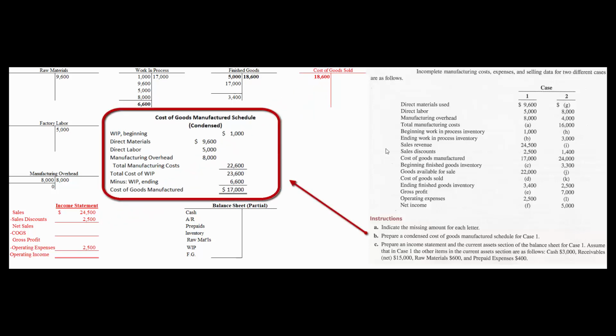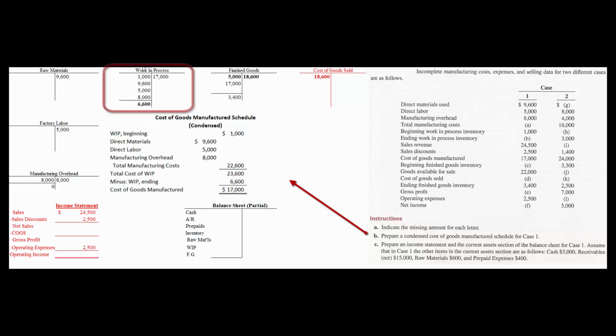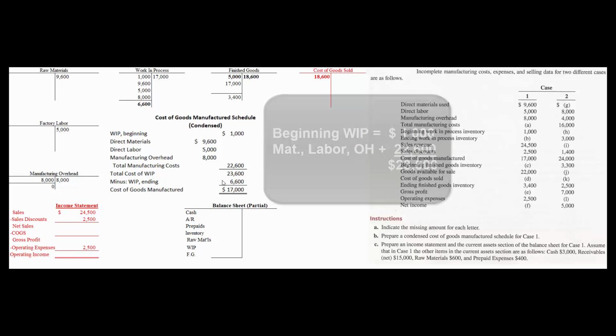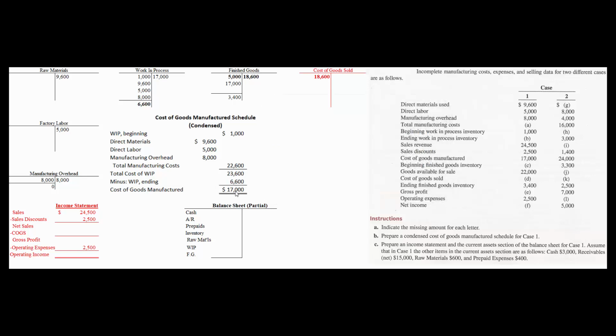The problem asks us for a condensed cost of goods manufactured schedule, and as I said earlier, that's just a schedule that shows what happened to work in process. We started with $1,000. We added direct materials of $9,600, labor of $5,000, overhead of $8,000, which means that we had a total of $22,600. That means our total cost of work in process is $22,600 minus the $6,600 balance, gives us cost of goods manufactured, what we finished, of $17,000.